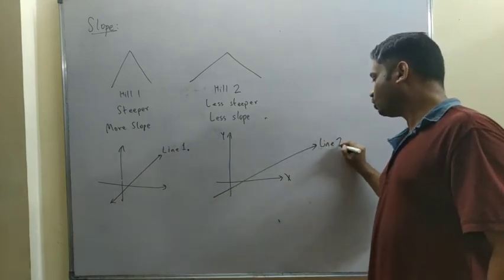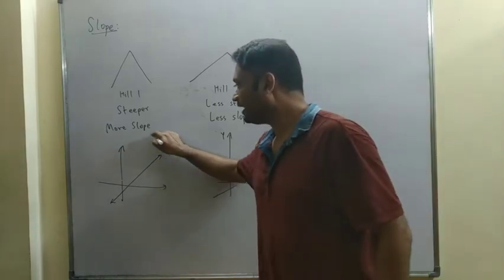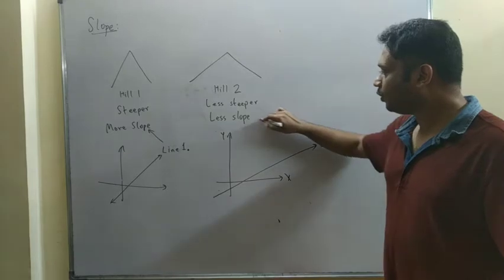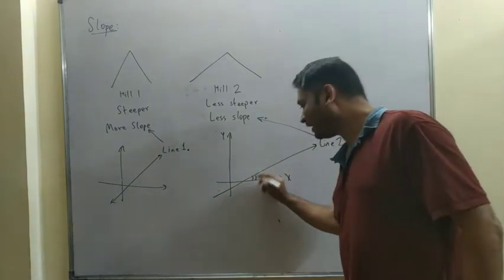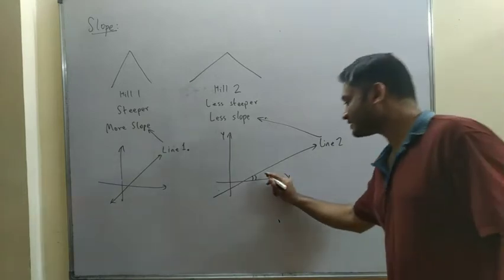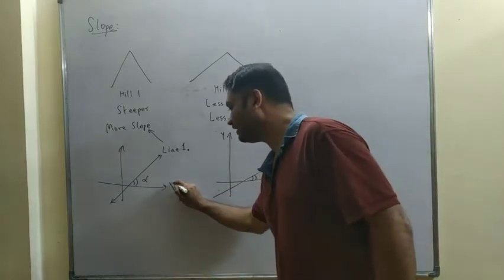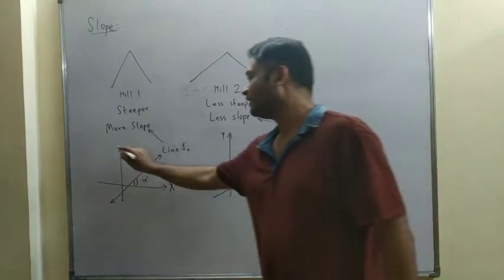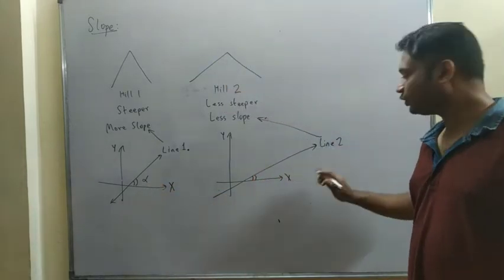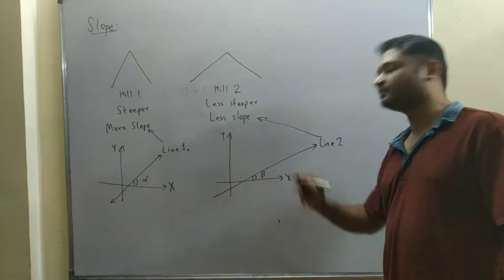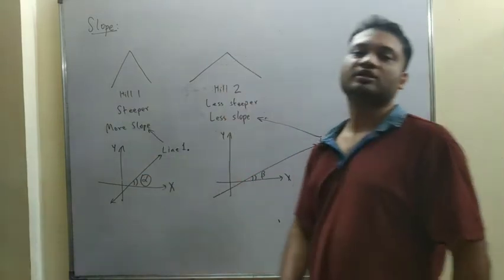So which of the two lines has more slope? Of course, line 1 will have more slope, line 2 will have less slope, because slope refers to the angle with the horizontal. If I denote by alpha the angle made by line 1 with the positive x-axis, and beta the angle made by line 2 with the positive x-axis, then the more the angle, the more the slope.